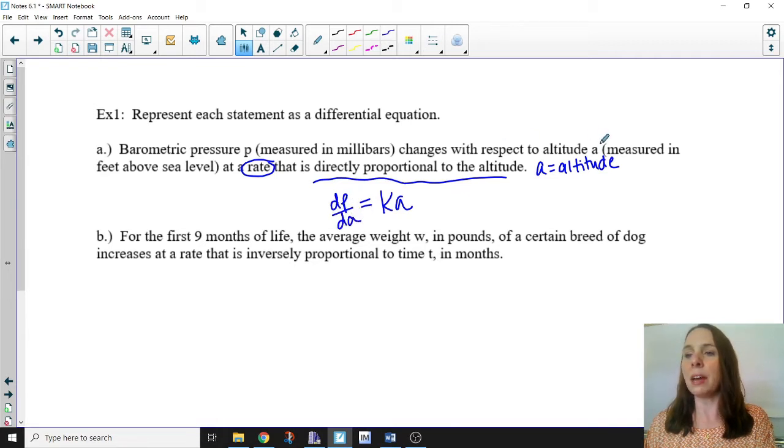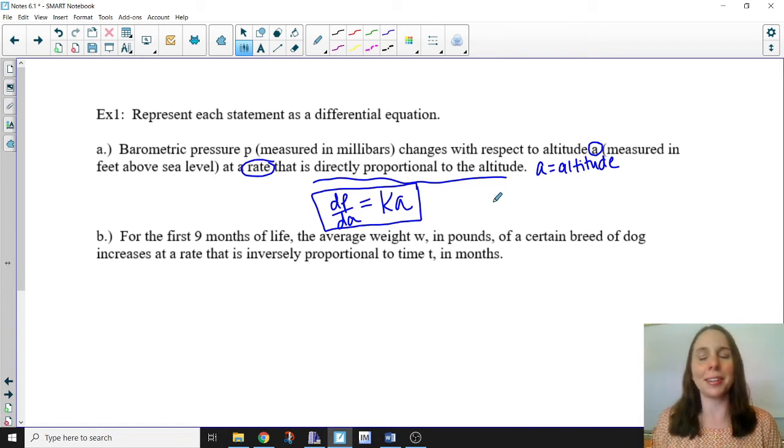Oh, look, it does say altitude A right there. I completely missed that. Sorry. All right, there you go. Anyway, that's the answer to example 1A. The rate is directly proportional to the altitude, can be represented by dP over dA equals K times A. Can you tell why these are my favorite?